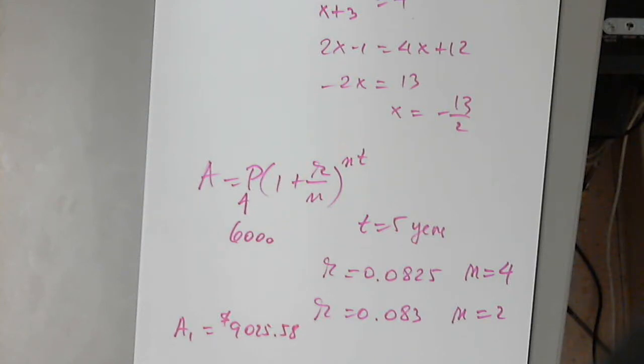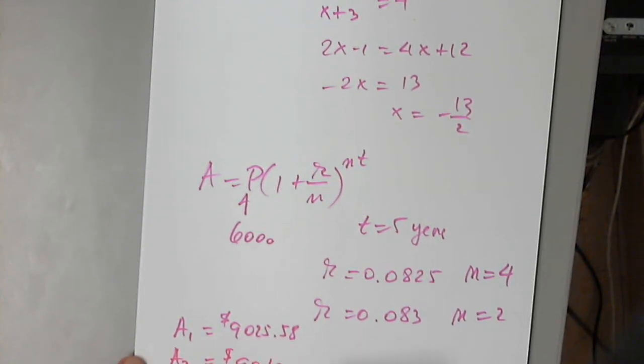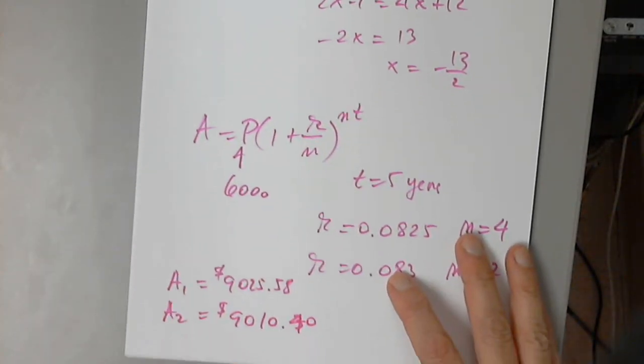Why is it divided by 4? It says compounded quarterly. And the second one was compounded semi-annually, and it was 0.083. Let's see if it works. And the power now is 2 times 5, which is 10. So A2 is 9010.40.